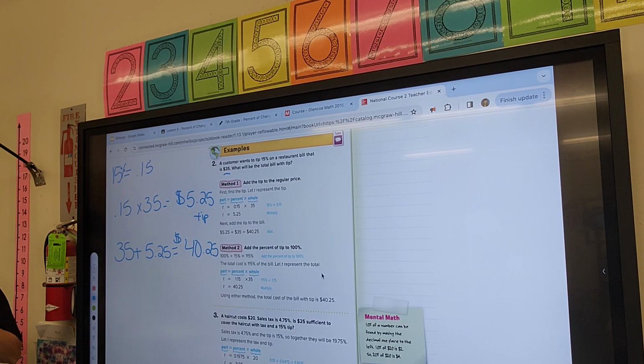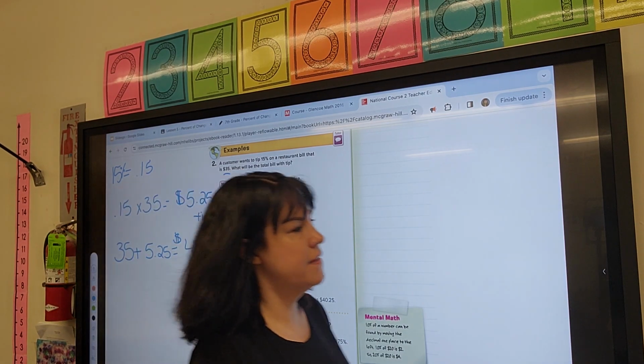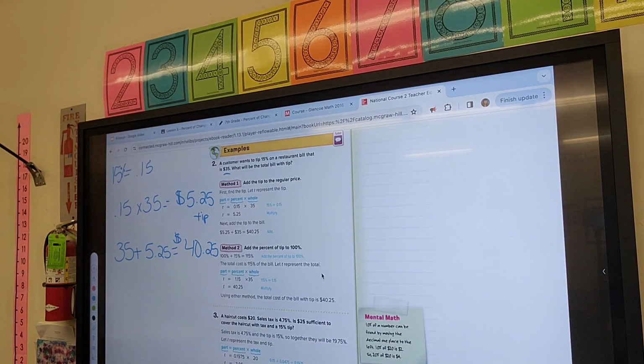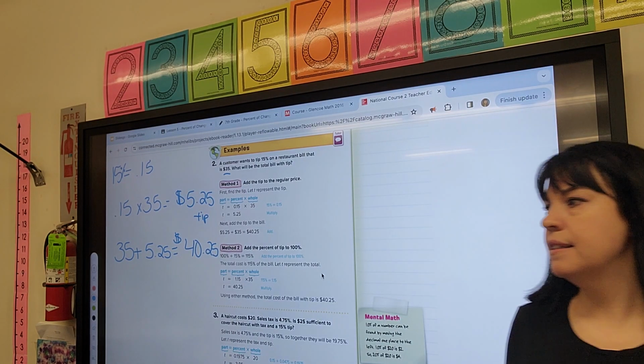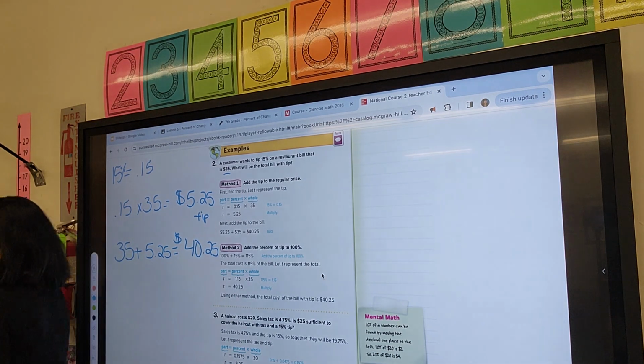I want you guys to try B at the bottom on your own. It says: Scott wants to tip his taxi cab driver 20% if his commute costs $15, what is the total cost? Your steps to solve that are right here on the board if you don't remember. And if you need help, raise your hand and I'll come help you.